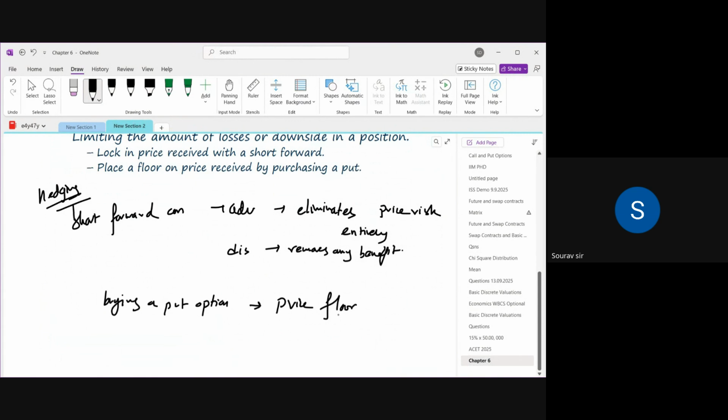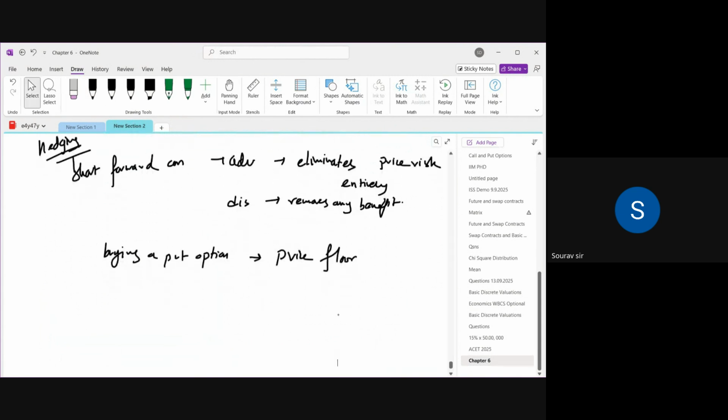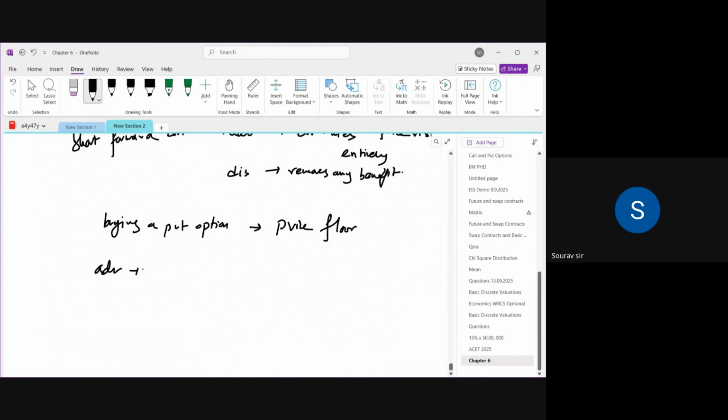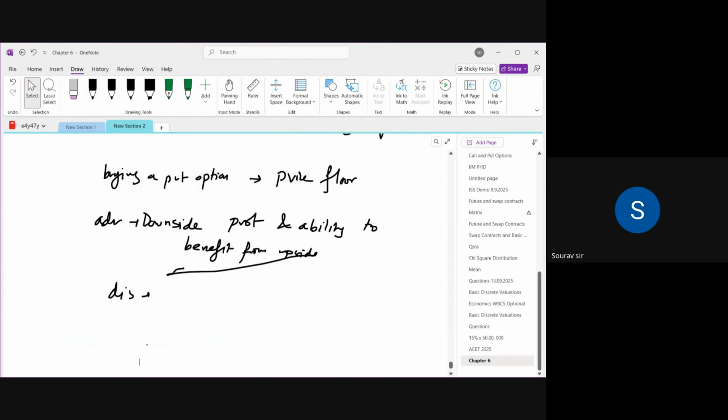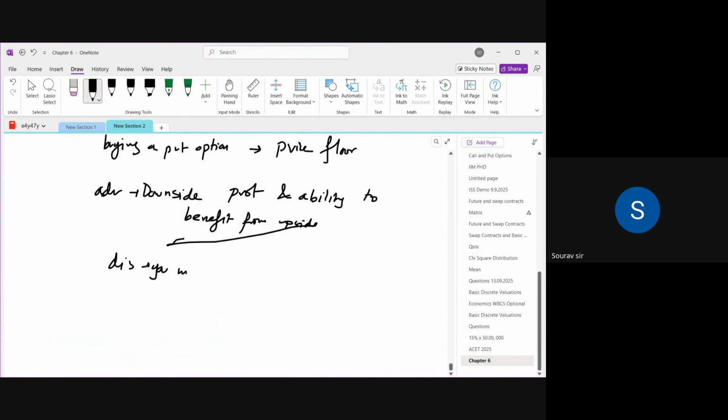Now here there is also an advantage. What is that? Downside protection and the ability to benefit from upside. Correct. And if you talk about disadvantages, then you must pay a premium for the put. So short forward: complete certainty. Long put: insurance.